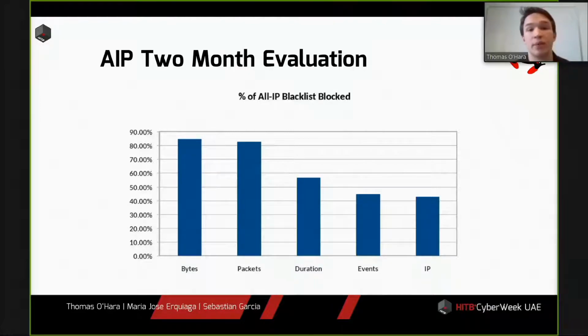Another interesting point to point out is that the AIP blacklist was blocking less than 50% of the malicious IPs that were connecting to our network that the All IP blacklist was capable of blocking. However, these IPs were responsible for over 80% of the traffic. So it was blocking the highest traffic producing IPs that were attacking our network.